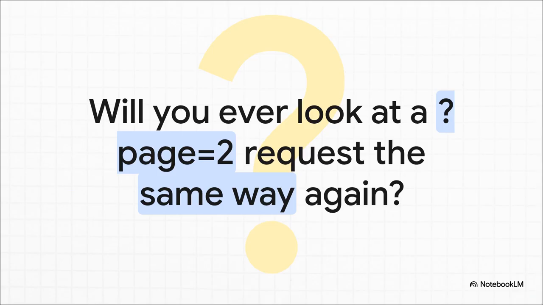Which, of course, brings us right back to where we started. Now that you know about the offset performance trap and you've seen the power of Keyset pagination, I've got one last question for you. Will you ever look at a simple page equals request the same way again?